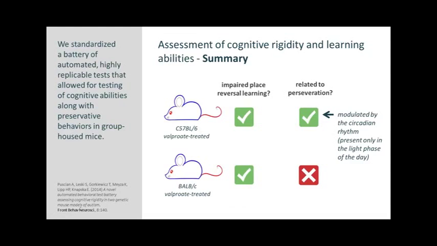So here, to summarize what I already told you, we standardized a battery of automated, highly replicable tests with which we can test cognitive abilities along with perseveration in group-housed mice. And in C57s, we observed impaired place reversal learning that was related to perseveration, whereas in BALB/C valproate-treated mice, the observed impairments were not related to perseveration. Moreover, this behavior was modulated by the circadian rhythm.